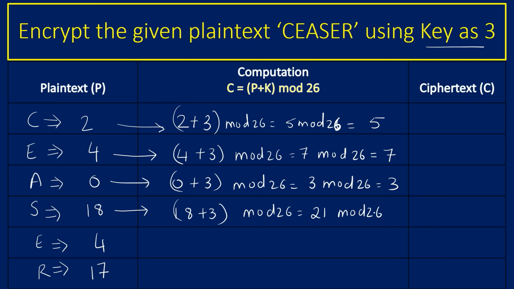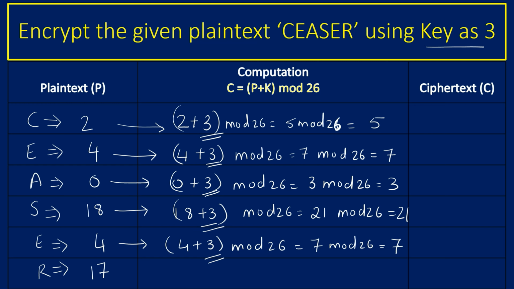Next letter is 4 plus 3 mod 26. So every time in the computation we have added the key. Key is 3. So to the plain text letter we have to add the key, that is 3. So 4 plus 3 is 7 mod 26. So you have to check if it is less than 26, you retain it as it is, but if it exceeds 26, then you have to do modular arithmetic. Let us see for number 17. So 17 plus 3 mod 26, which is 20 mod 26, and since 20 is less than 26, we keep 20 as 20.